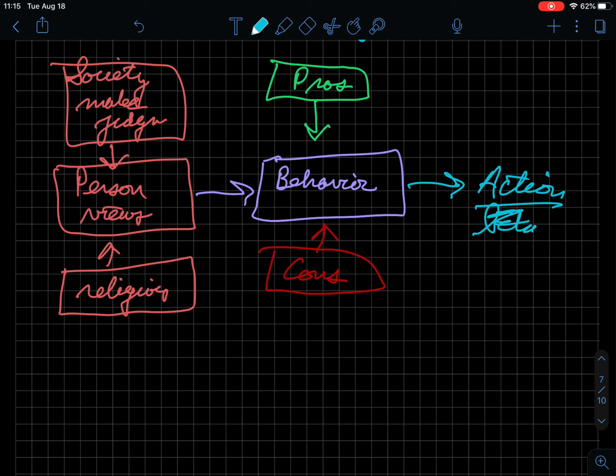So this is the decision, and this is what the end result is, right? So this is what happens. This behavior could be action or inaction or something like that, right? And this is just a way to think about it. You can make your own diagrams, whatever works for you. It's just something to keep in mind.